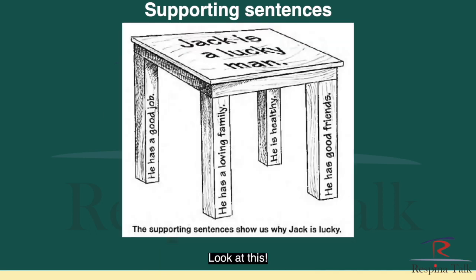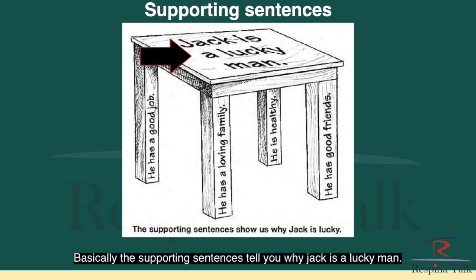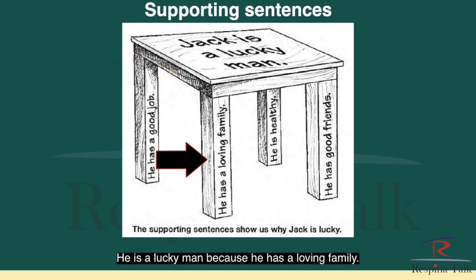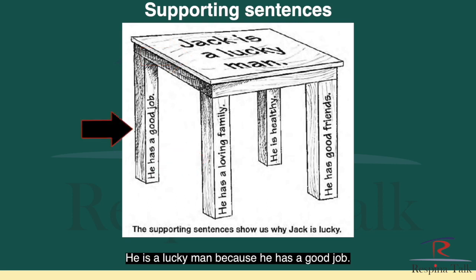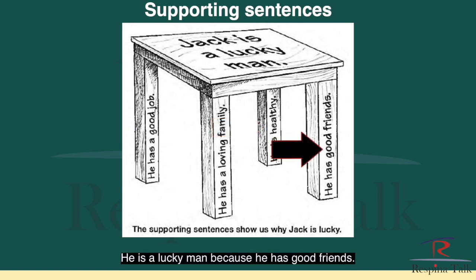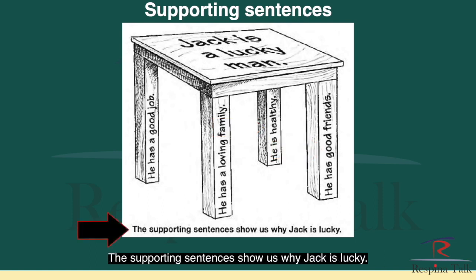Now look at this. The topic sentence is, Jack is a lucky man. Basically, the supporting sentences tell you why Jack is a lucky man. Now look at the supporting sentences. He's a lucky man because he has a loving family. He's a lucky man because he has a good job. He's a lucky man because he is healthy. He's a lucky man because he has good friends. The supporting sentences show us why Jack is lucky.